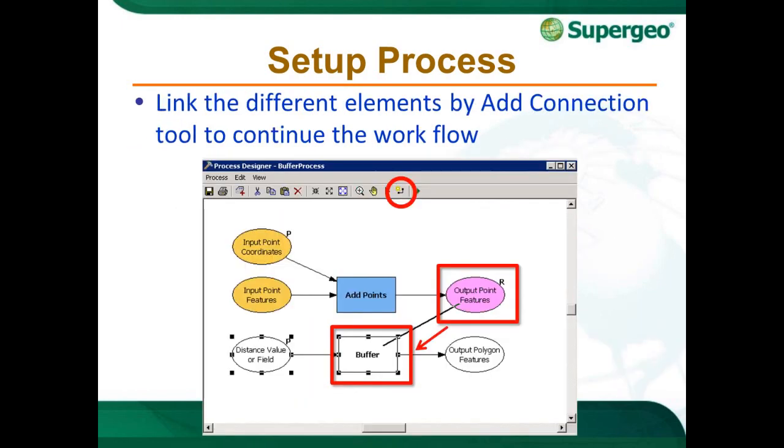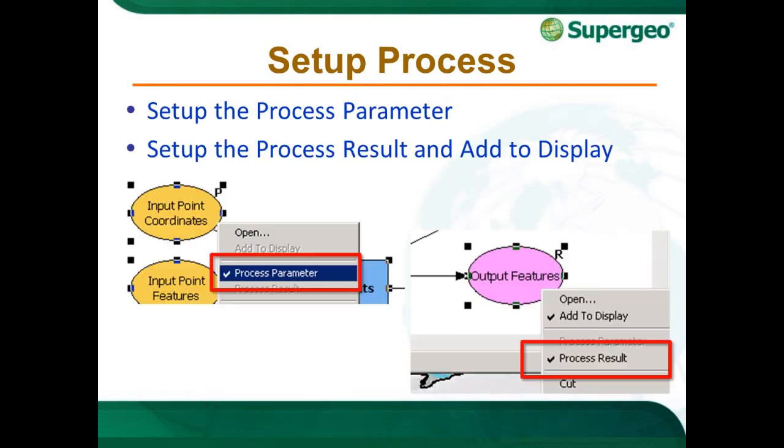And you can see now that there's a little tool called the add connection tool. This connection tool is very critical to link between the different elements of the GIS toolset. So you can see on the screen that we're using this tool to connect the output point feature, which is a result of the add point, to the buffer tool. So it will move the result to the next step, so you can continue the workflow.